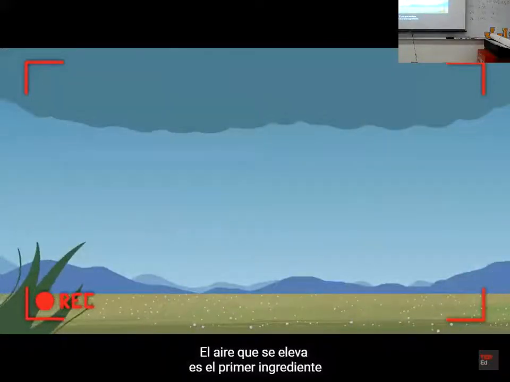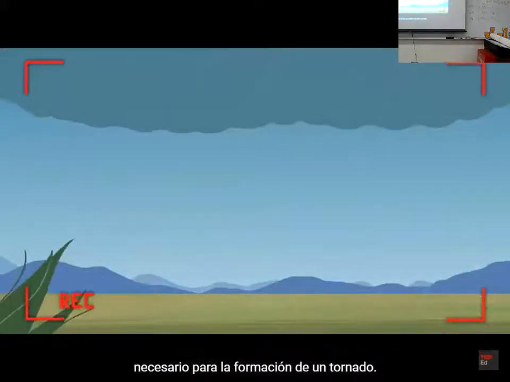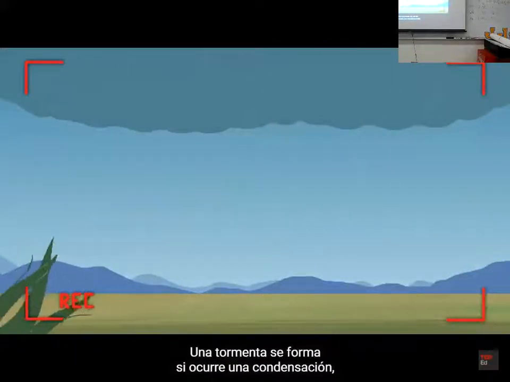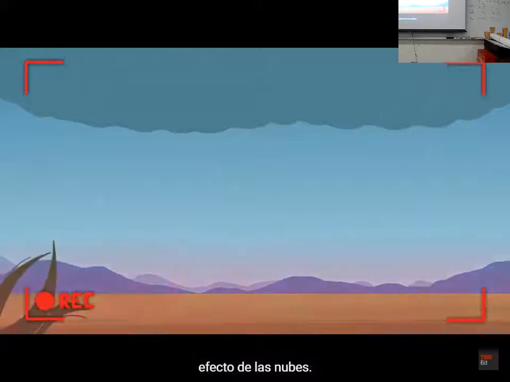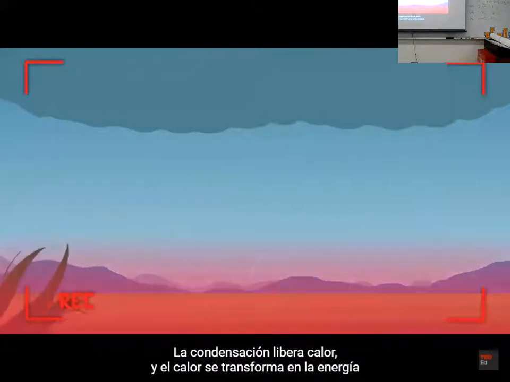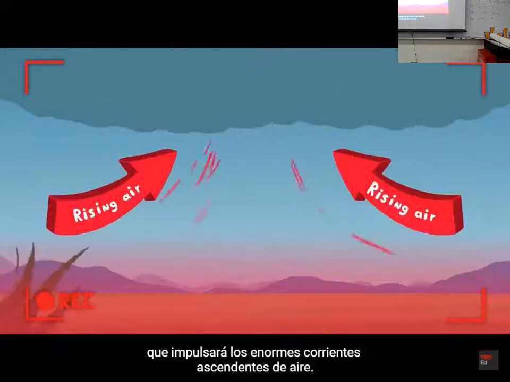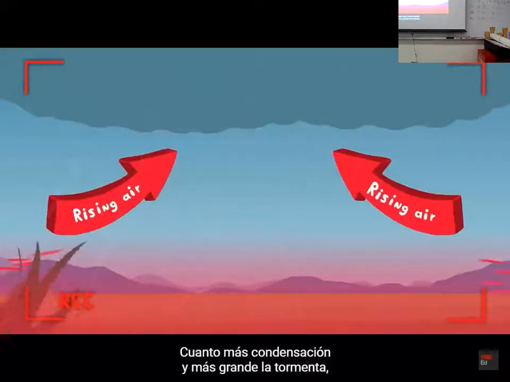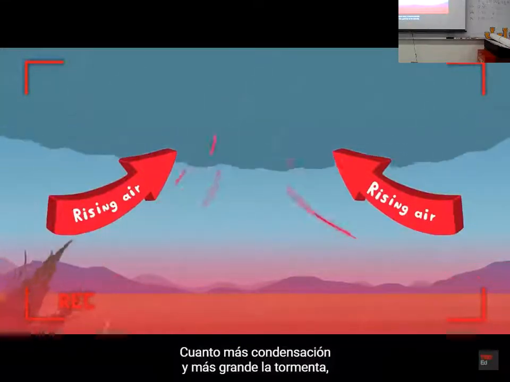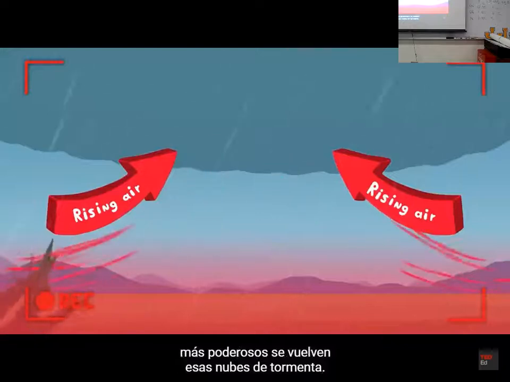Rising air is the first ingredient needed for a tornado to develop. Any storm is formed when condensation occurs. The byproducts are the clouds. Condensation releases heat, and heat becomes the energy that drives huge upward drafts of air. The more condensation and the bigger the storm clouds grow, the more powerful those updrafts become.